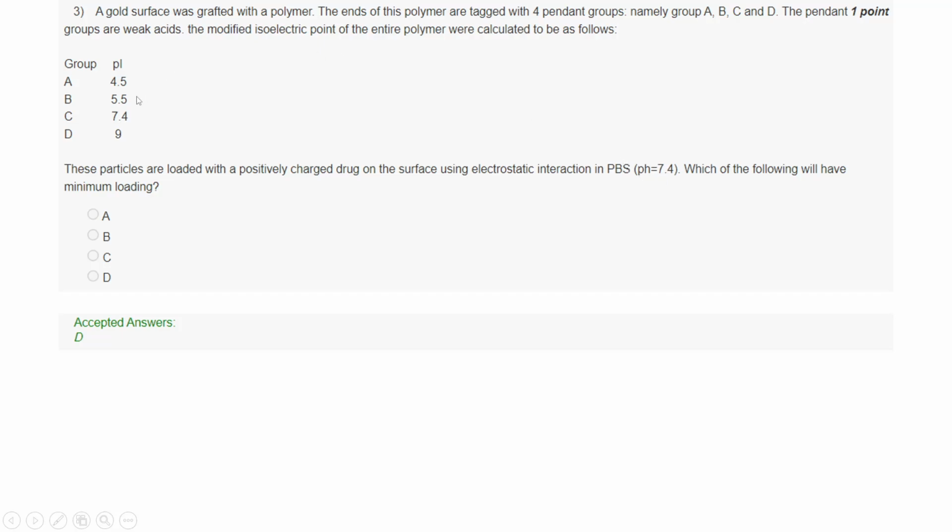So if you carefully look at these options, let's first eliminate the least probable answer. If you have a pH of 7.4 and your isoelectric point is also 7.4, it means the molecule is going to have a neutral charge. Now compared to the rest of the polymers, let's say polymer A, that has an isoelectric point of 4.5, which is lower, so the pH is actually higher than the isoelectric point.